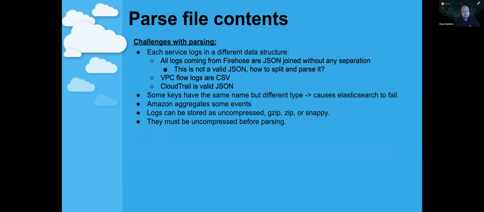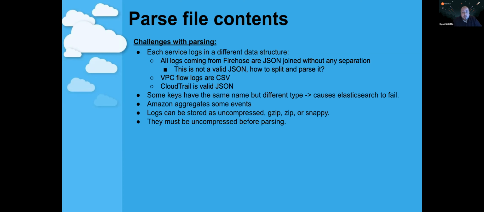So, parsing file contents. That was a lot of deep dive technical into the logging. And once we solve this problem, it's time to parse those logs and get the file events. And logs can be decompressed before parsing. They can use gzip or zip or snappy. I had actually never heard of snappy before starting work with this, and I didn't even know it was an option for compressing data. It can even be uncompressed entirely.